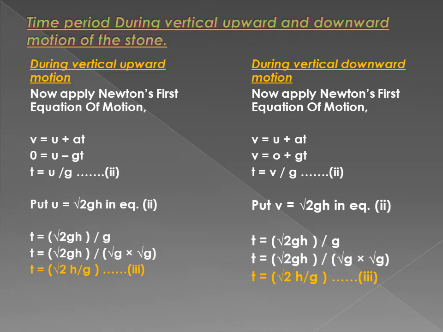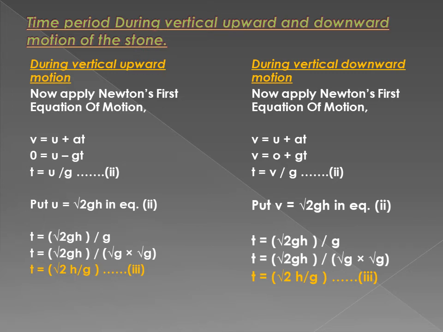Now, by applying Newton's first equation of motion, v is equal to u plus at, and after putting all values, we get the time period equation, that is t is equal to u by g. We calculated u is equal to under root of twice gh, that we have to put in equation 2, and we get t is equal to under root of twice h by g.